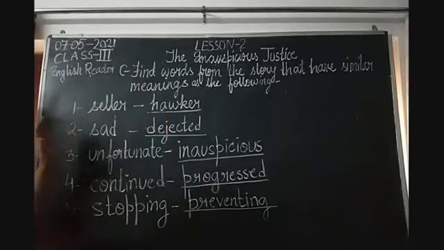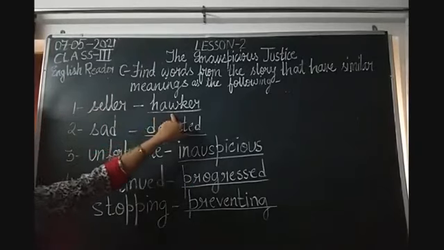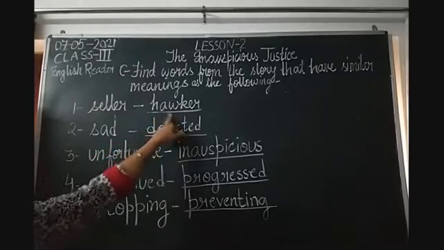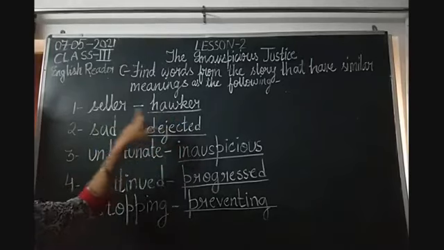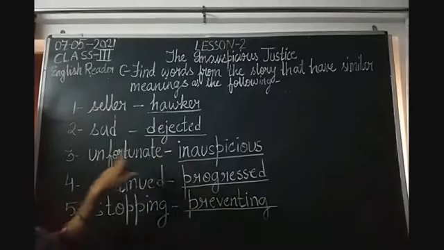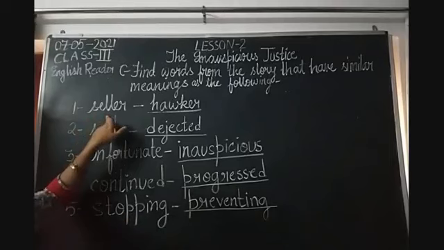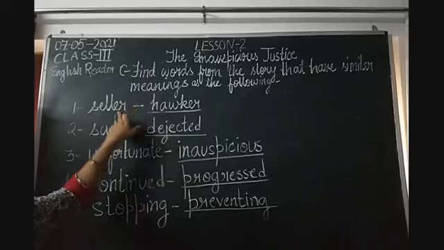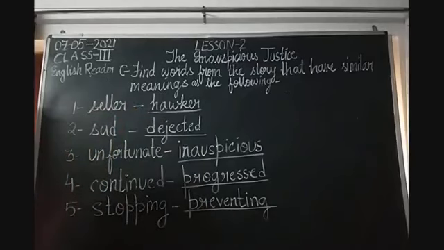And you need to write the other side. Suppose, if you are asked to write the meaning of hawker, what will you write? Seller. Dejected, what will you write? Sad. Inauspicious, what will you write? Unfortunate. Progressed, continued. Preventing, stopping. Fine. So it is not necessary that you get the same word. Ye word bhi aa sakta hai, to aapko ye likhna hai. Ye pucha to ye likhna hai, ye pucha to ye likhna hai. Aapko dono yaad hone chahiye. Clear? Now, I hope abhi five words ka meaning sabko clear hai, hai na?